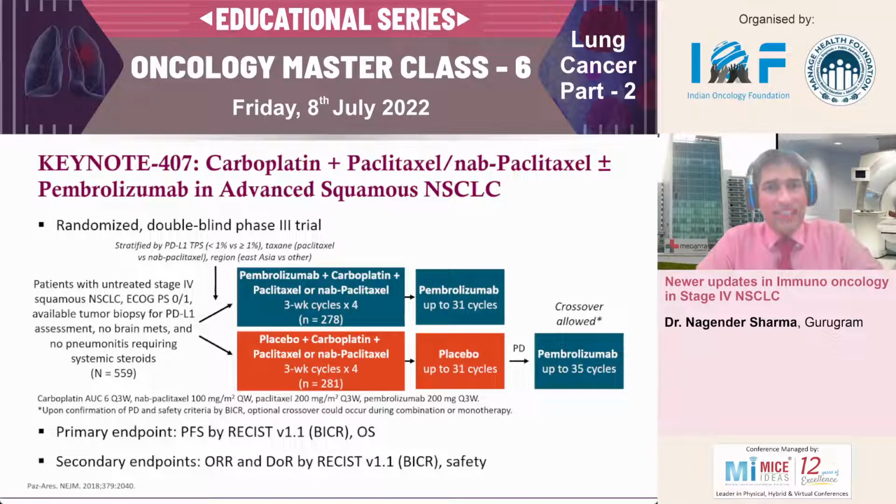Keynote 407 for squamous histology of advanced NSCLC, in which carboplatin and paclitaxel or nab-paclitaxel were used. And this also was a positive trial. The primary endpoints were PFS and OS, and key secondary endpoints were objective response rate and duration of response. There were 2 arms: pembrolizumab plus carboplatin and taxane, that is nab-paclitaxel or paclitaxel, used for 4 cycles and continued with pembrolizumab if the patient is responding, for up to 31 cycles. In the other arm, carboplatin plus taxane was used and continued with placebo for 31 cycles, and on progression crossover was allowed and pembrolizumab was used till 35 cycles.